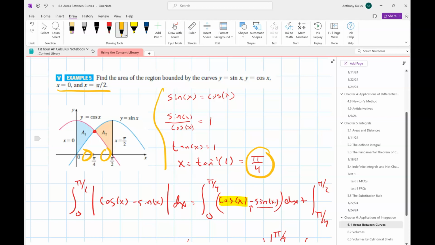Probably they would give you a calculator, or at worst give you the picture without that value there, where you'd have to find that first. But that's not so bad. Does that feel okay? Okay.